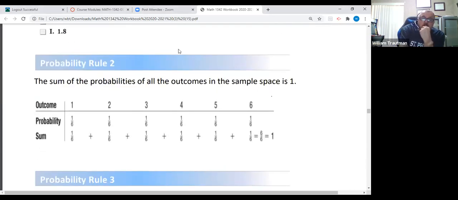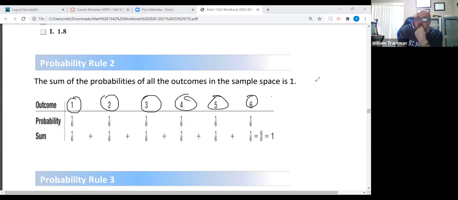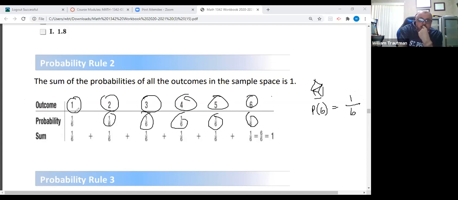When you have all the outcomes, let's say you're rolling a dice. Can somebody tell me, when I roll a dice, what's the probability of getting a 6? 1/6. Yeah, there are 6 total numbers on a dice, and there's only one 6. The probability of getting a 6 is 1/6. Probability of getting a 5, there's only 1 out of 6. There's only one 4, one 3, one 2, one 1.